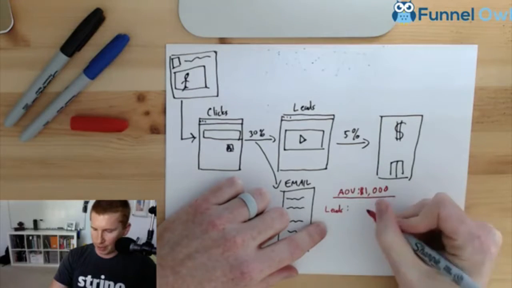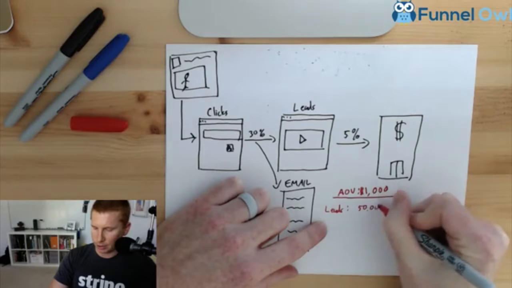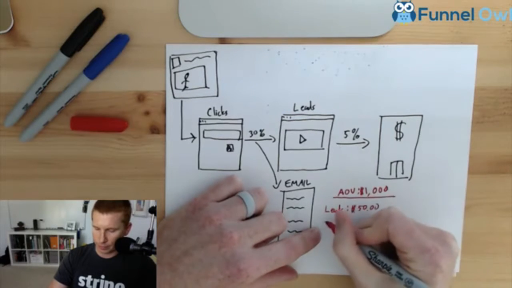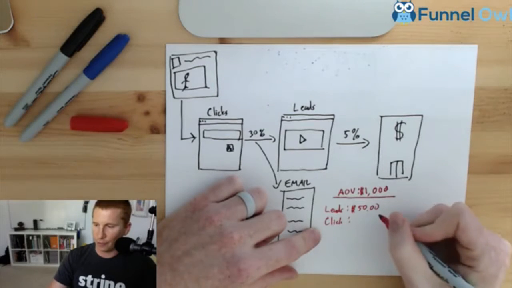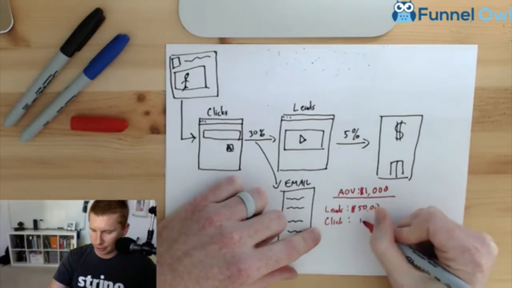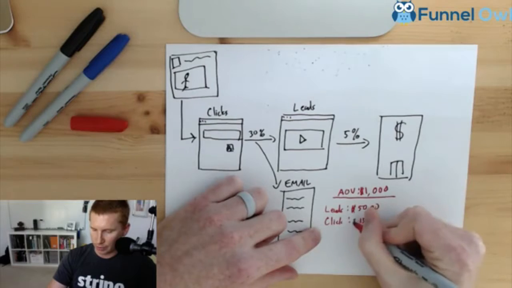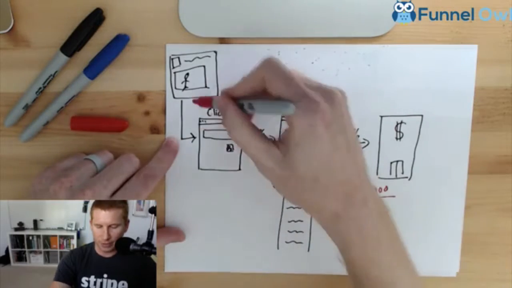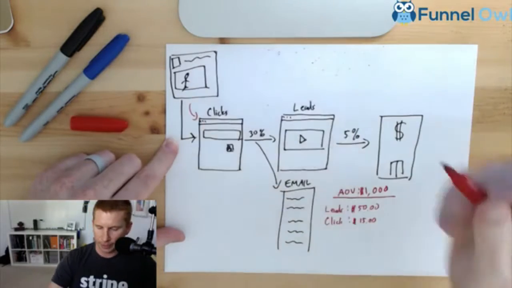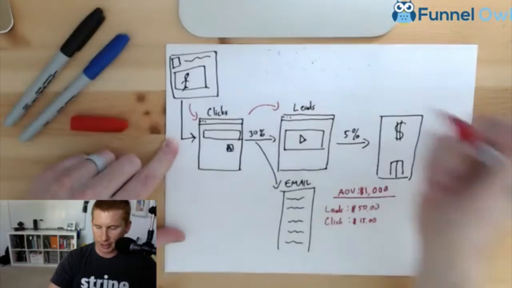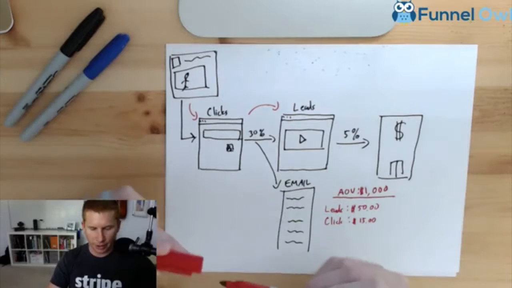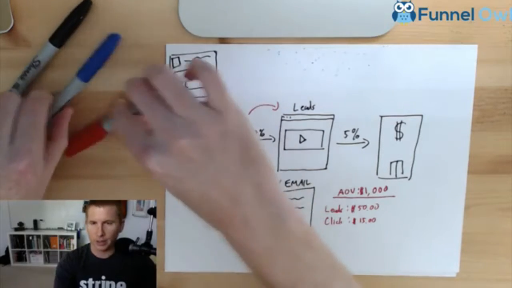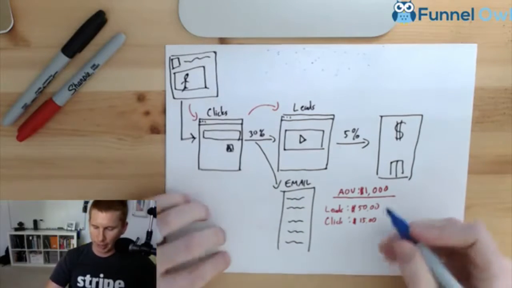you can afford to pay $50 for a lead, and you can afford to pay $15 for a click. So you can pay $15 to get somebody right here. You can pay $50 to get somebody right here. Now let's say you want to come in with, let's say you want to double your money. Okay, so this is break even.